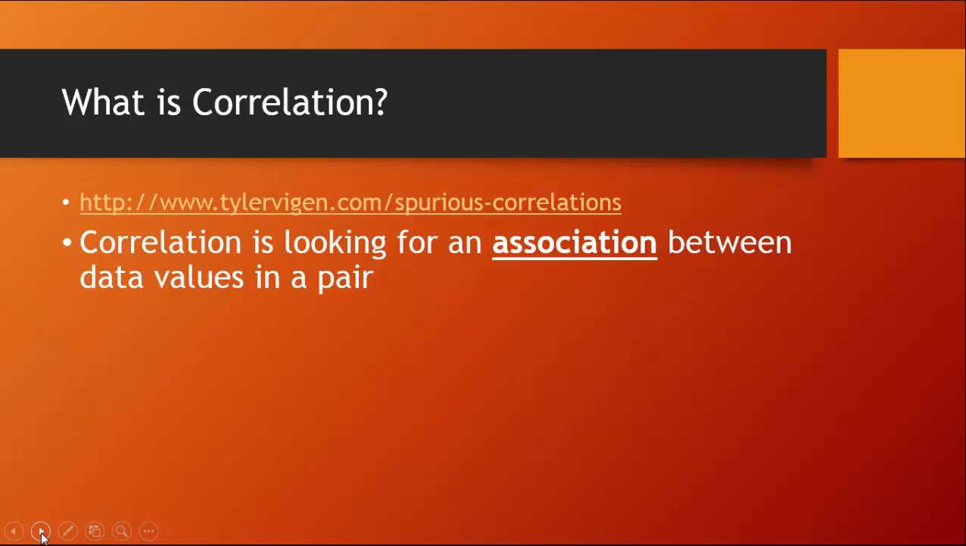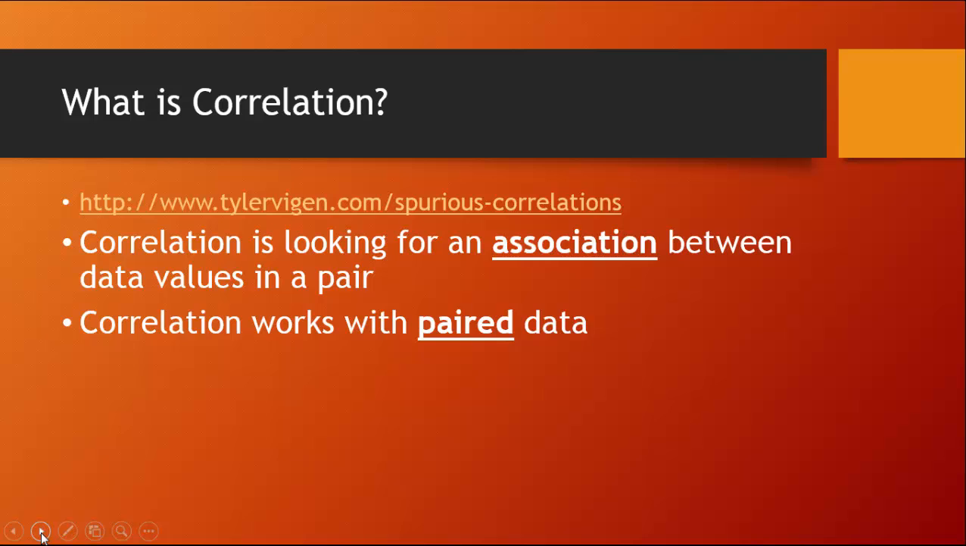Correlation is looking for an association between data values in a pair. Correlation works with paired data. Because the data for the spurious correlations was not paired, spurious means fake, we ended up with fake correlations because the data was not originally paired. There was no association between the different items collected.